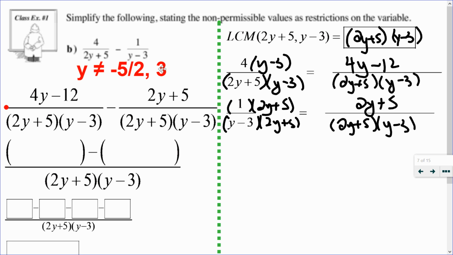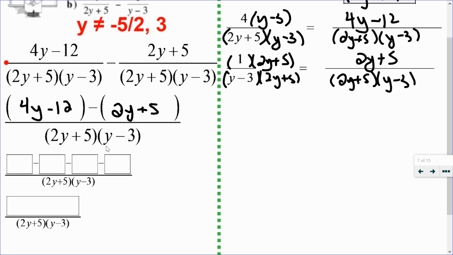Okay, so now that the denominators are the same, I can keep the denominators, and because I'm subtracting, I put brackets around my entire numerator of fraction 2. And now I'm ready to subtract. So I have 4y take away 12, and then I will take away a 2y and take away a 5. 4y take away 2y is 2y, and negative 12 and negative 5, negative 17. And that will be my final answer.